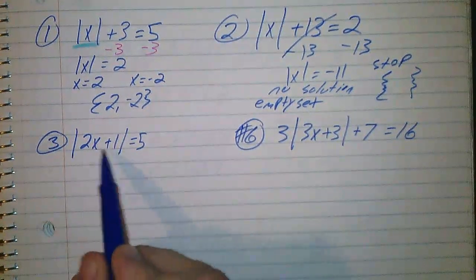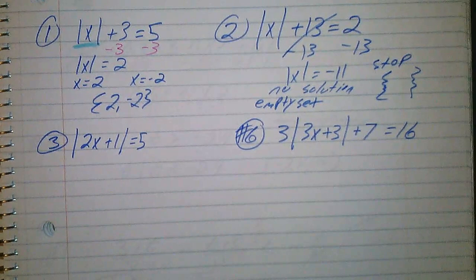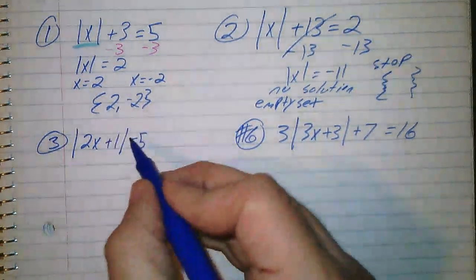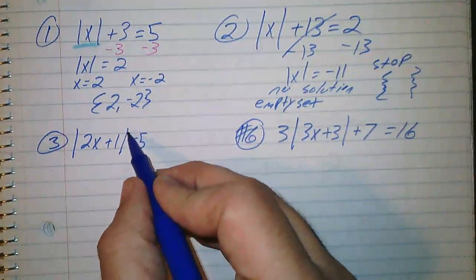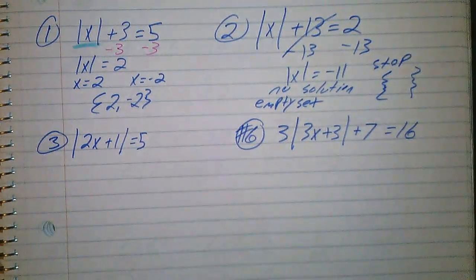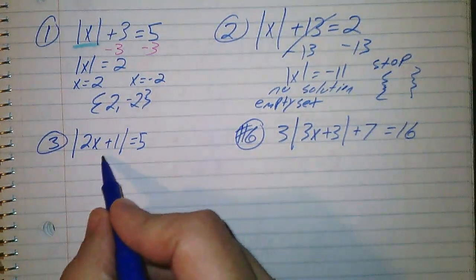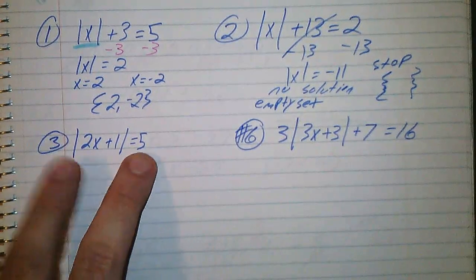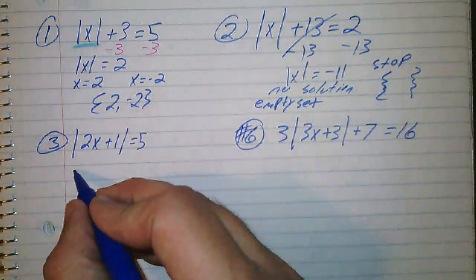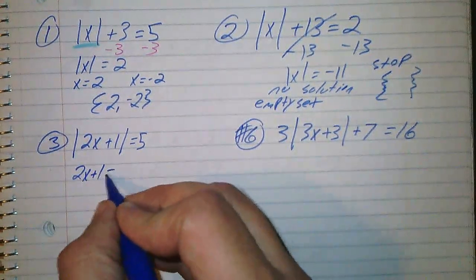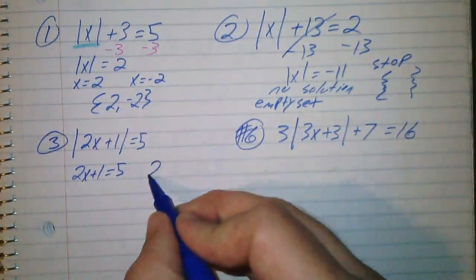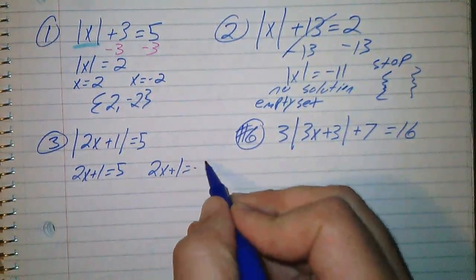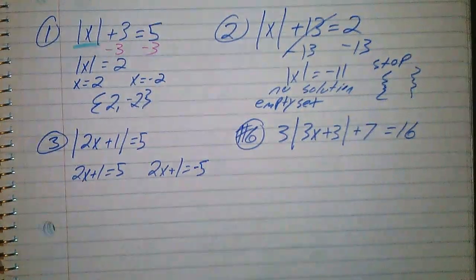Here's one with a binomial inside the absolute value bracket. If there were a plus 3 beyond the absolute value bar, we would subtract 3 first. We don't subtract this 1 because we want to isolate what is in the absolute value bracket. And so we set it equal to the positive version and the negative version.